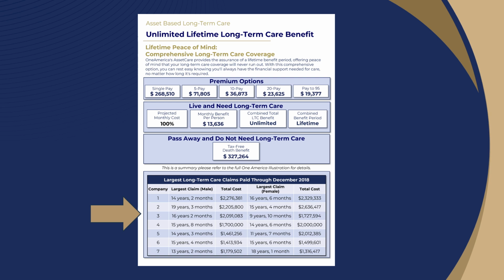But this gives you the opportunity to go back and forth and determine which plan they like, what benefit level they like, and what payment period. Would they rather pay a single pay, 5 pay, 10 pay, 20 pay to 95? What's more attractive to them? Then we can run the 1 or 2 illustrations that they're interested in and not flood them with a ton of different illustrations that they're never going to look at.